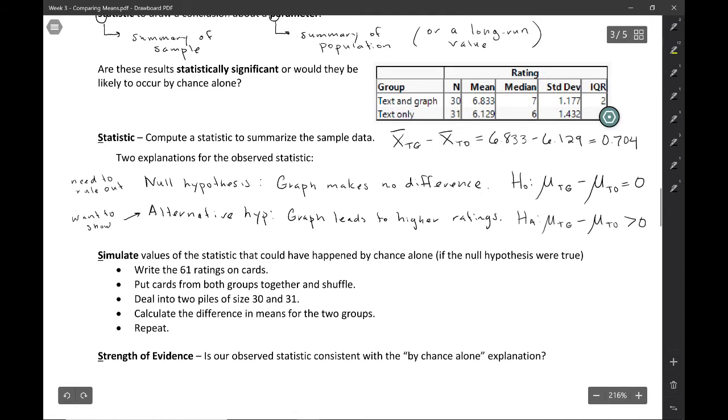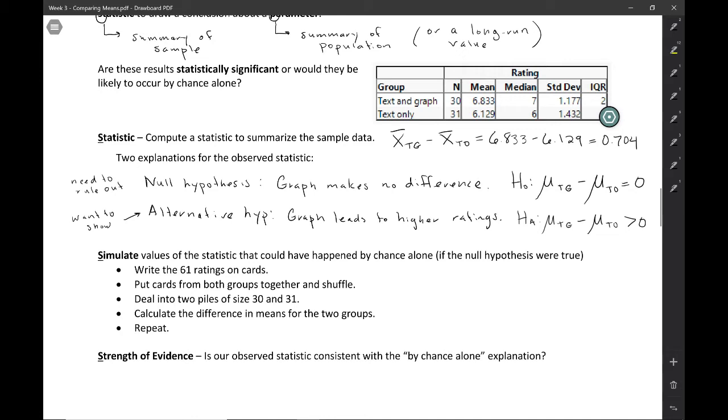So the second S in the 3S strategy is to simulate values of the statistic that could have happened by chance alone if the null hypothesis were actually true, meaning if graphs really made no difference. So the way we're going to do this simulation is we're going to write all of our ratings, the 61 from both groups, on cards. We're going to put them all together and shuffle them.